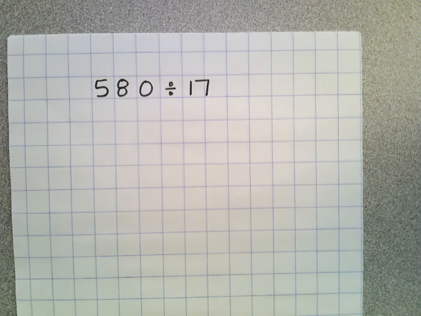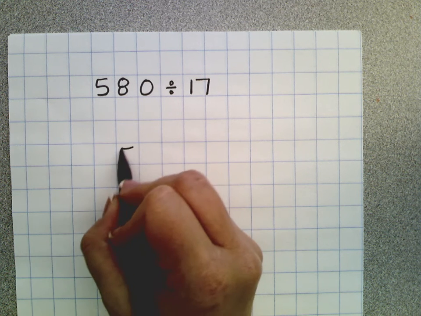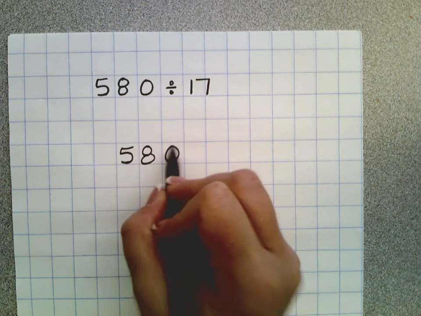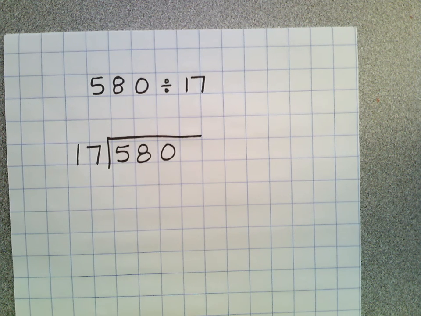divided by 17. All right, so after setting up that problem, let's go ahead and put our dividend in the box and our divisor on the outside of the box. All right, we know our very first step is to use estimation to help us solve the problem. So we do that by taking our divisor and rounding our divisor.